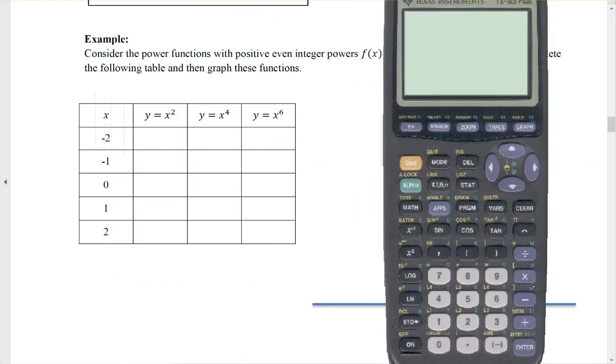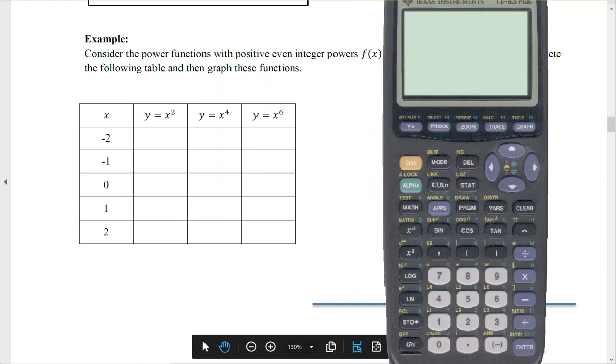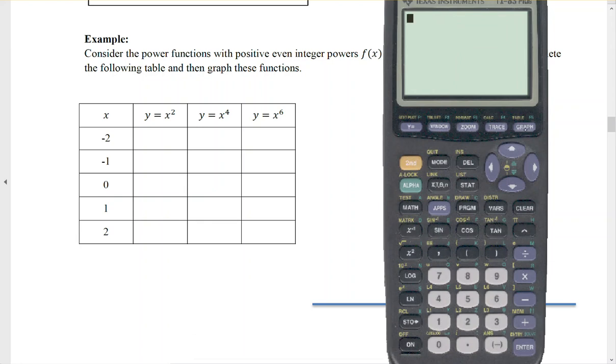So as I look at this and I click on my calculator, I've already typed in, let me show you where that is. Go into graph, yep, and that draws the graphs up. But before I do that, I want to show you what I typed in. So go to y equals, type in x squared, x to the 4th, and x to the 6th. And before we actually look at the graph of this, I want to put the numbers in the table so we can see how they compare to each other.